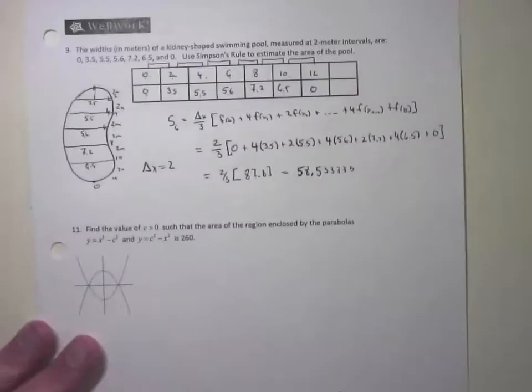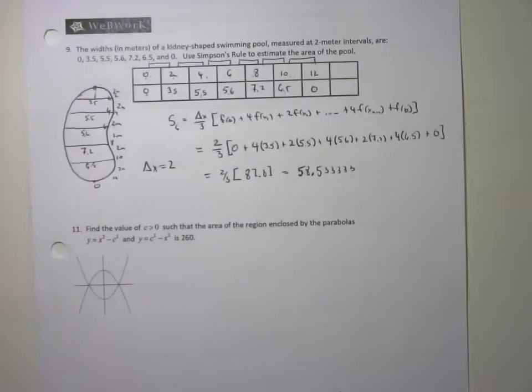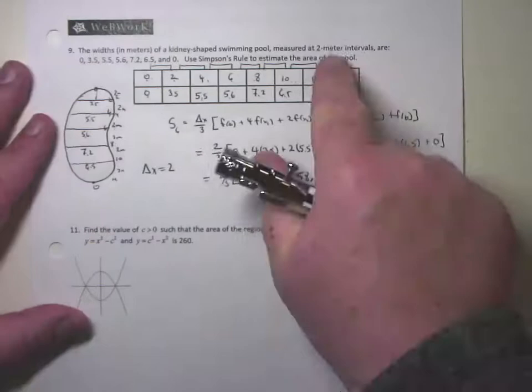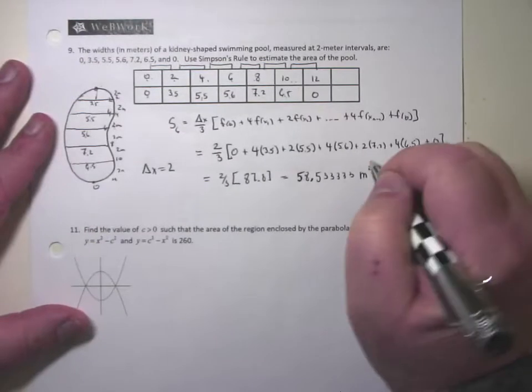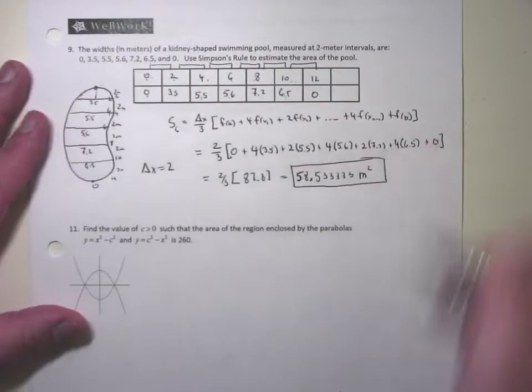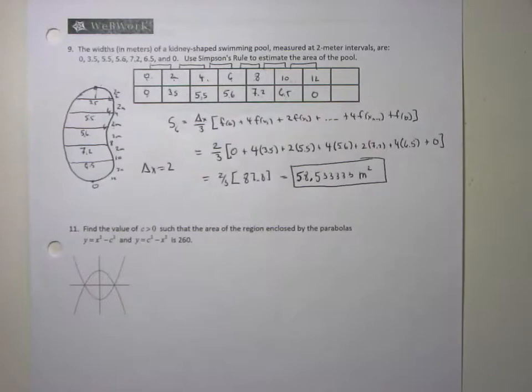And because I made this into a physics problem type of thing here, what would my units be? This thing was measured in meters, so this would be meters squared. Very good. So my pool has an estimated area of 58.53 meters squared. So kind of a nice size pool.